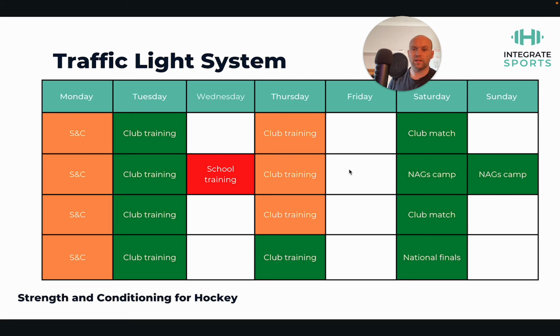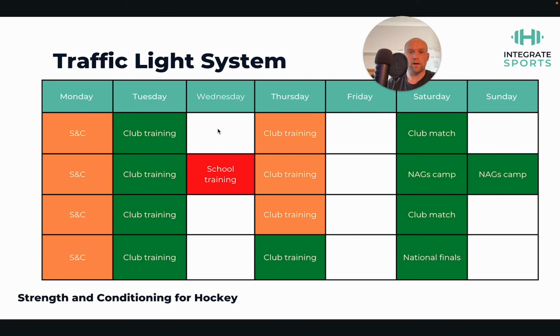So I've just put together a very simple training plan here with no real level of detail, just to give you an example of how this works. This is a school level NAGS player who in week 2 of this mesocycle has got a NAGS camp, so that's a really key priority. A club match on weekends and national finals coming up. They're training twice a week with the club. They've got an S&C on a Monday. They've also got this school training match going on as well.